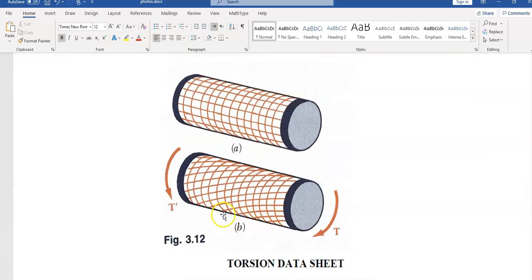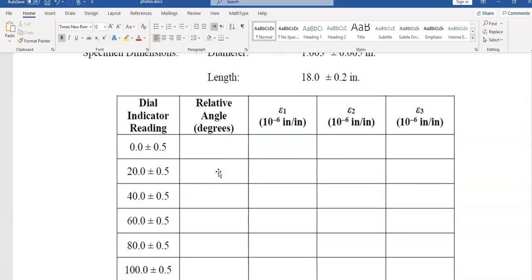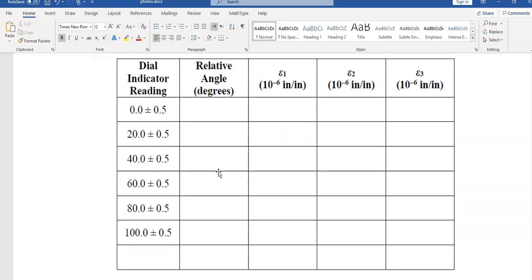This figure shows how the torque is applying shear strain to these surface elements. So these 90-degree angles are either larger or smaller. So we have shear strain here. And this is the data sheet that you need to fill out during this experiment. The relative angle is read from the traptometer, epsilon 1, epsilon 2, and epsilon 3 from the strain indicator at different applied torques.